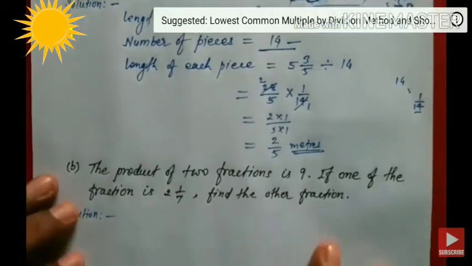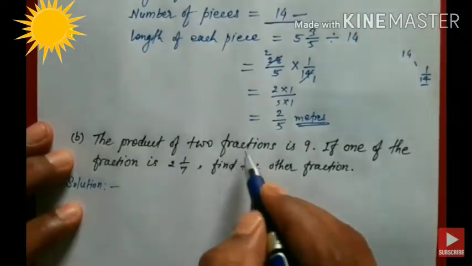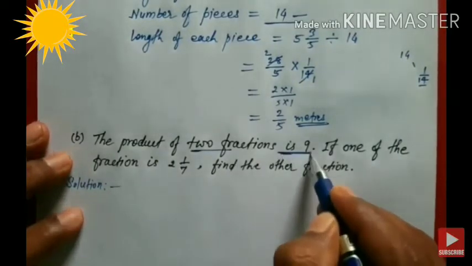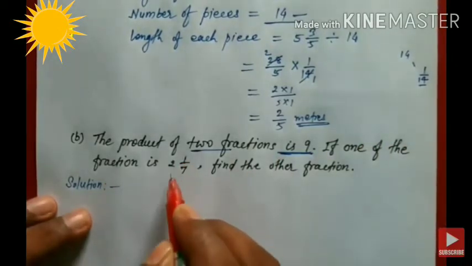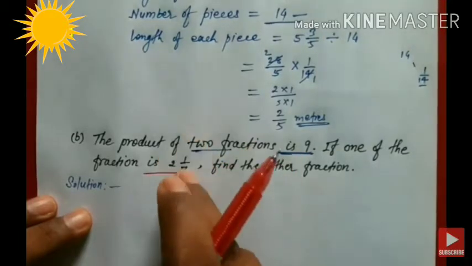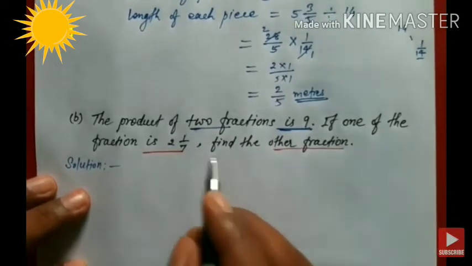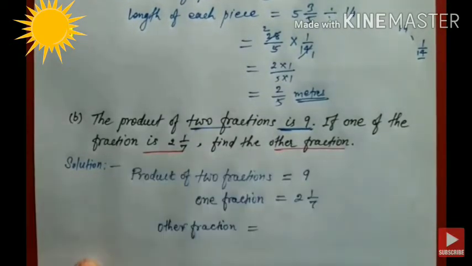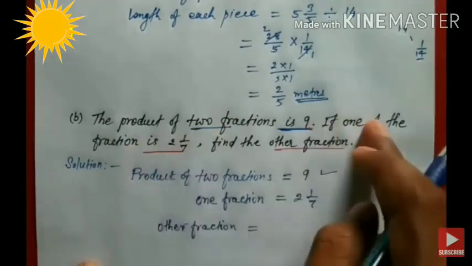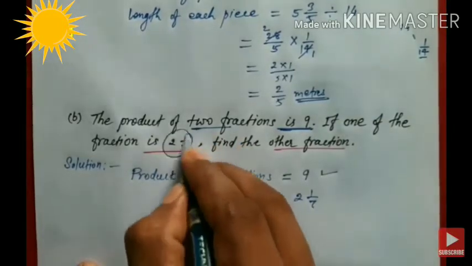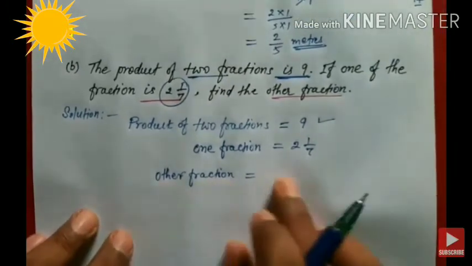So students, now B part, next question is: the product of two fractions is 9. If one of the fractions is 2 whole 1 by 7, find the other fraction. So we want to find the other fraction. So first of all we will write product of two fractions. Product of two fractions is 9 and one fraction is 2 whole 1 by 7. This is the one fraction. So now we want to find the other fraction.